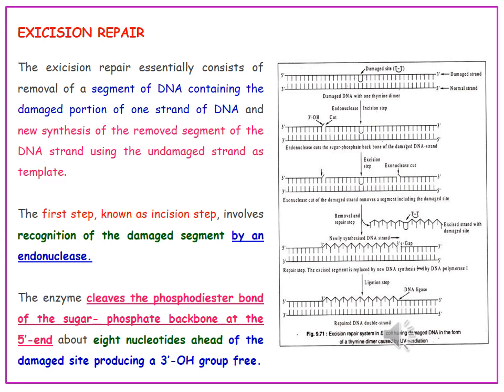The first step is known as the incision step, which involves recognition of the damaged segment by an endonuclease. The enzyme cleaves the phosphodiester bond of the sugar phosphate backbone at the 5' end, 8 nucleotides ahead of the damaged site, producing a free 3' hydroxyl group.